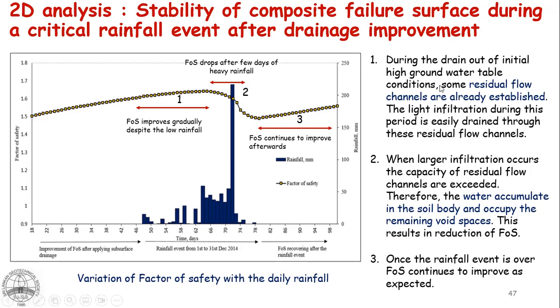During the drain-out, with initial high groundwater table conditions, some residual flow channels are already established. So the light infiltration during this period is easily drained through these residual flow channels. When large infiltration occurs, the capacity of the residual flow channels is exceeded, therefore water accumulates in the soil body, and that causes this reduction of factor of safety.